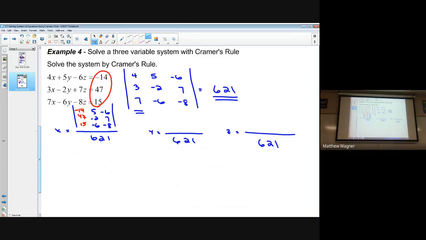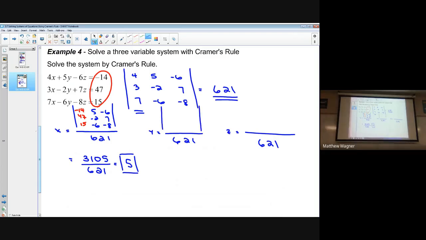And again, if you want to use your calculator to figure out that determinant versus doing it by hand, you are more than welcome to. If I figure out the determinant of the top matrix, I find out it is 3,105. If I divide by the original determinant of 621, I get my X value is 5. Look at how convenient that works out.